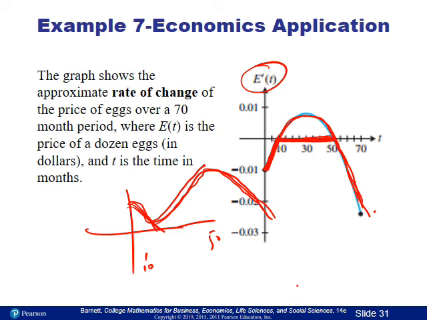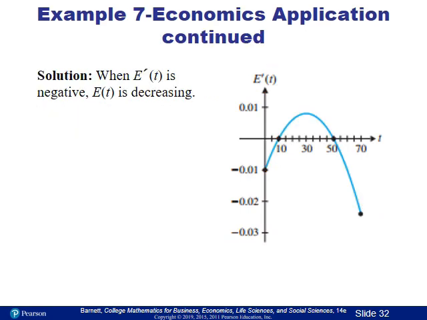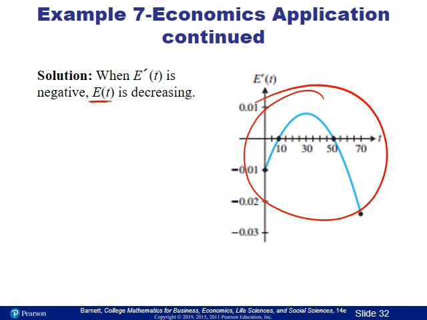The graph shows the approximate rate of change of the price of eggs over a 70 month period, where E of t is the price of a dozen eggs and t is time in months. Determine whether the price of eggs was rising or falling and sketch a possible graph for E of t. So through this graph we can make the possible graph for E of t, which we have already done.